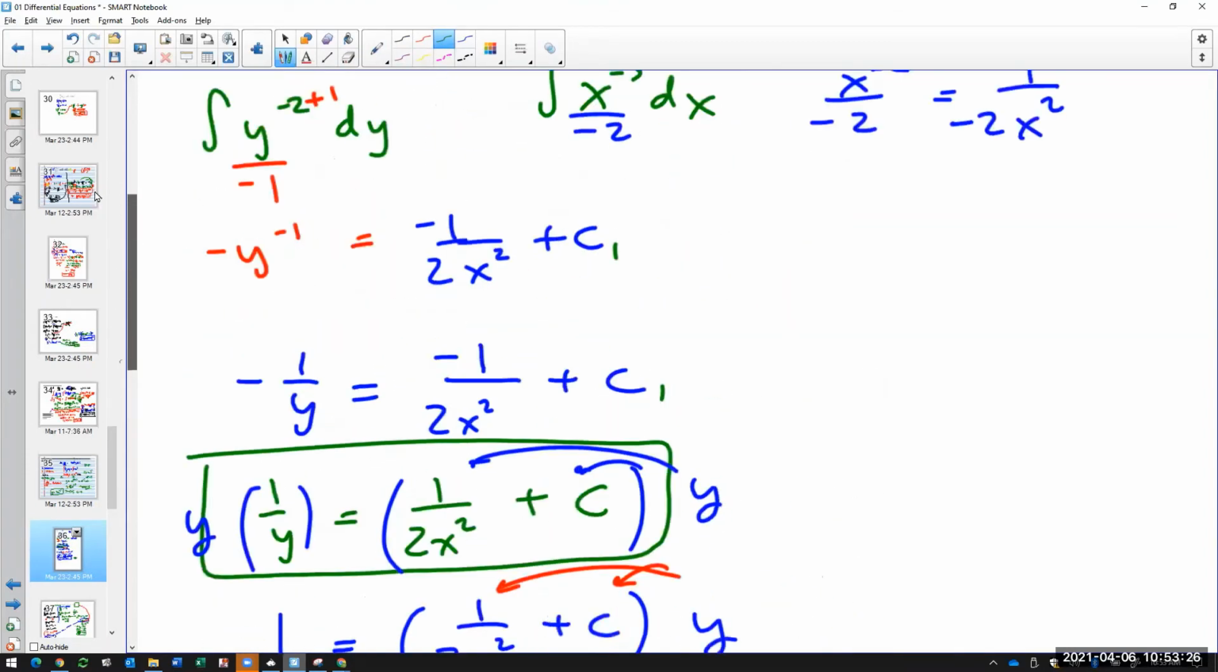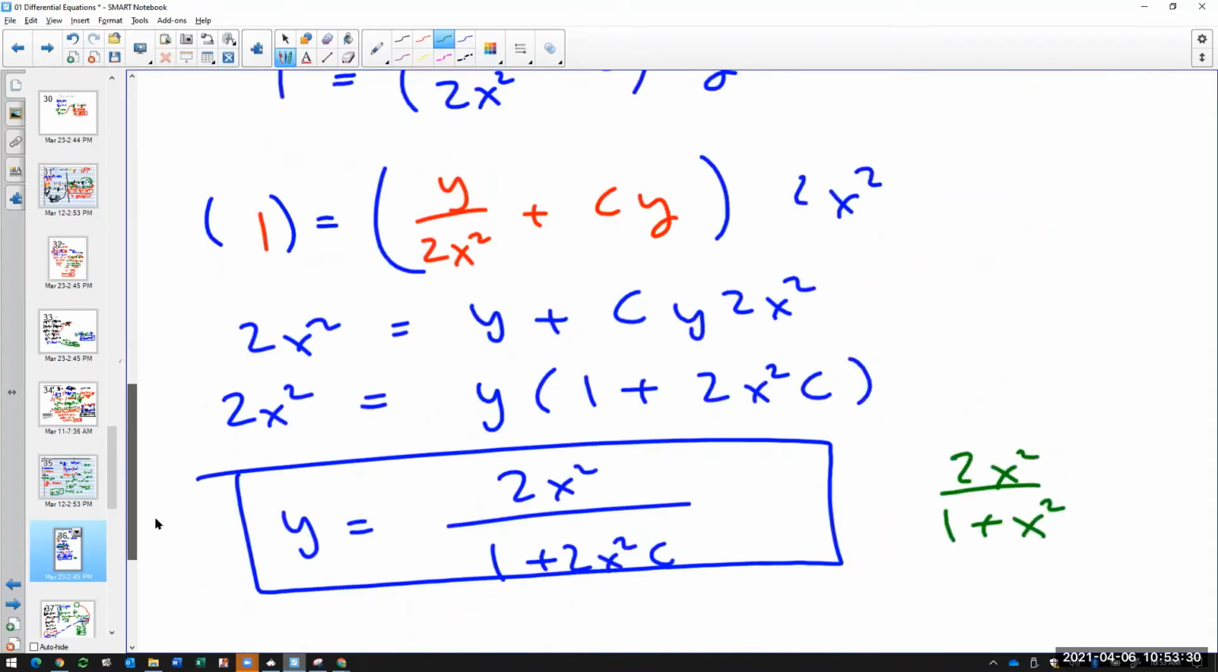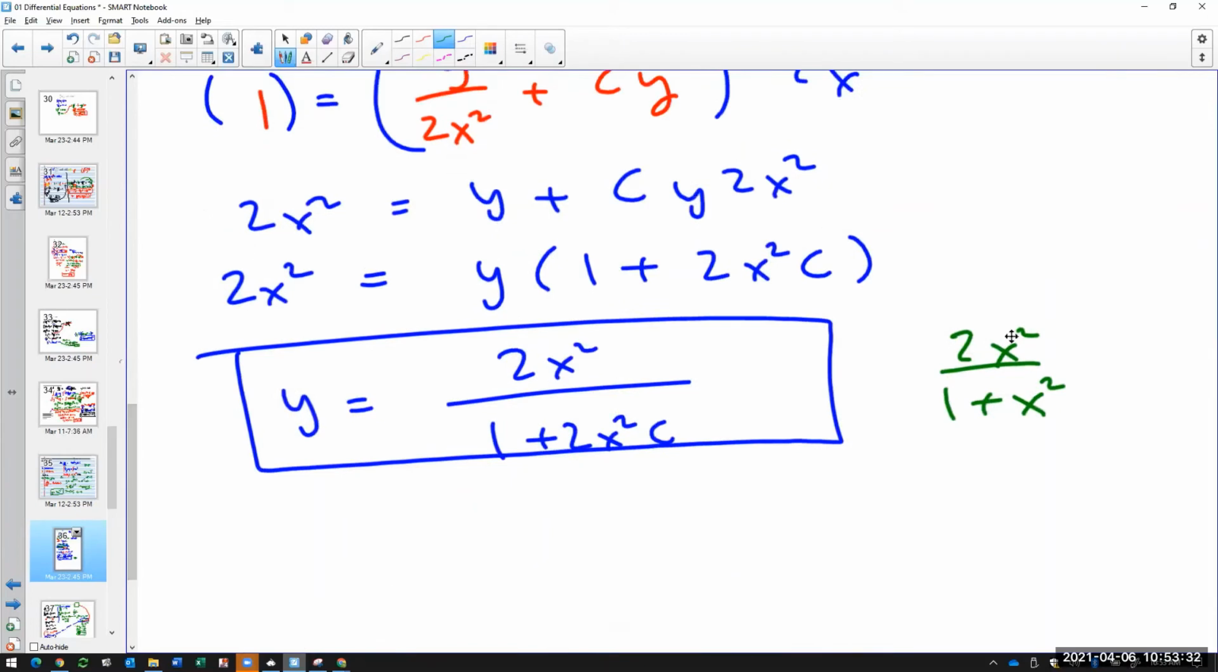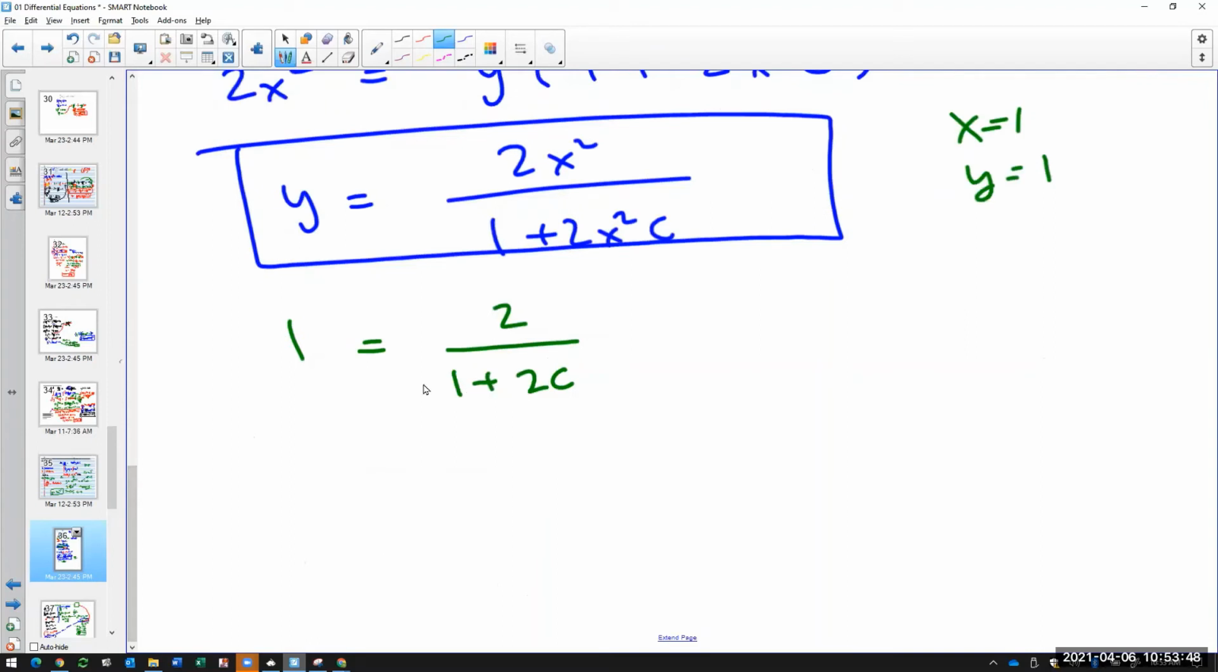Let's find out how to solve for c. What is the initial condition? X is 1, y is 1. Okay, so there's my y equals. Okay, when x is equal to 1, y is equal to 1. So this will be 1 is equal to 2 times 1 over 1 plus 2 times c, right? Okay, so I need to solve for c here. So this is 1 over 1.